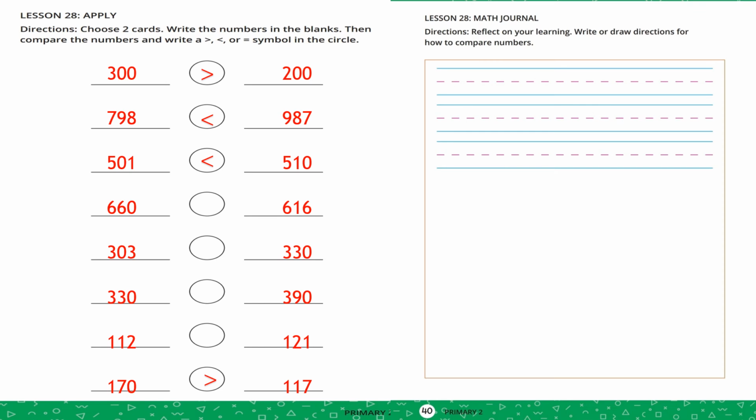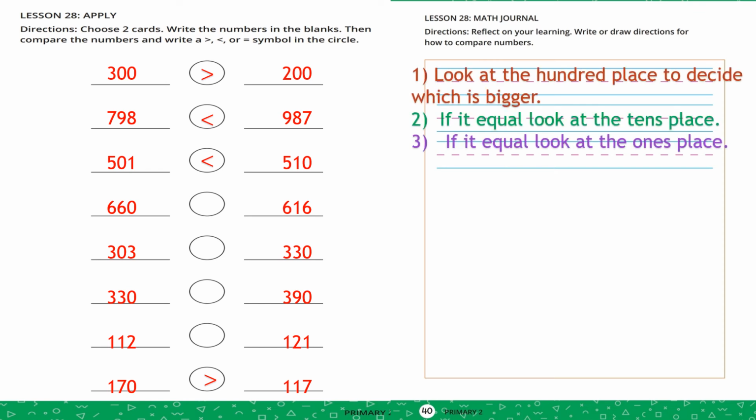The next page, our math journal. Reflect on your learning. Write or draw directions for how to compare numbers. Number 1. Look at the hundred place to decide which is bigger. Number 2. If it is equal, look at the tens place. Number 3. If it is equal, look at the ones place.